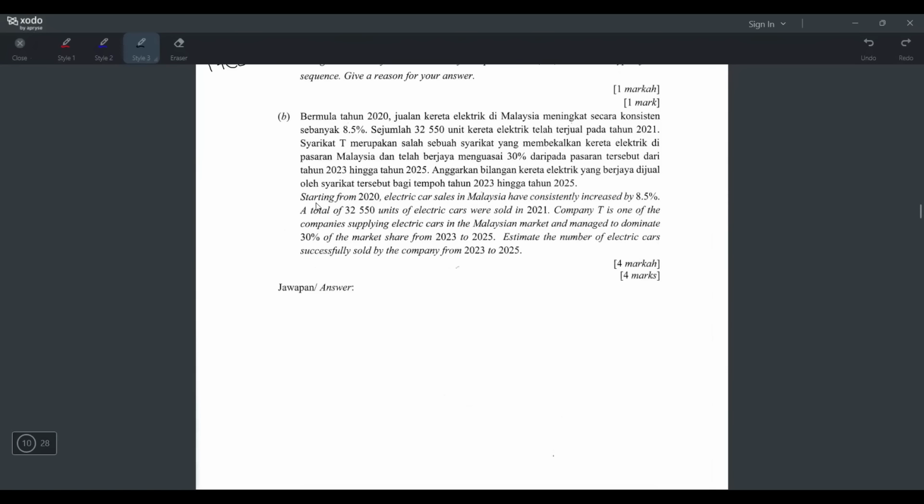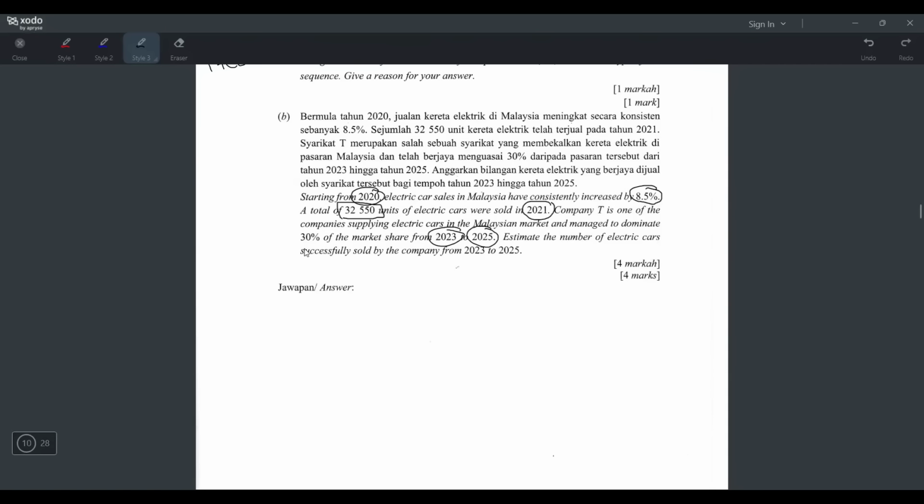Alright, let's do B. Starting from 2020, electric car sales in Malaysia have consistently increased by 8.5%. So definitely it's a geometric progression, because when they say increase by percentage, it will surely be geometric. A total of 32550 units of electric car was sold in 2021. Company T is one of the companies supplying electric cars in the Malaysian market and managed to dominate 30% of the market share from 2023 to 2025.